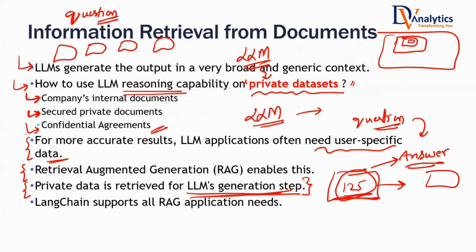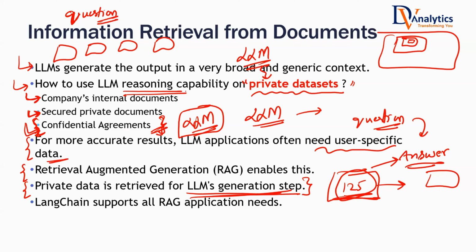That means if I'm asking a question on my confidential agreements with my vendors, if I'm doing the usual large language model way, I may get very much random hallucinated answers. But if I'm using RAG, if I augment these documents to large language model, then the answers will be spot on. Have you understood the need for RAG?